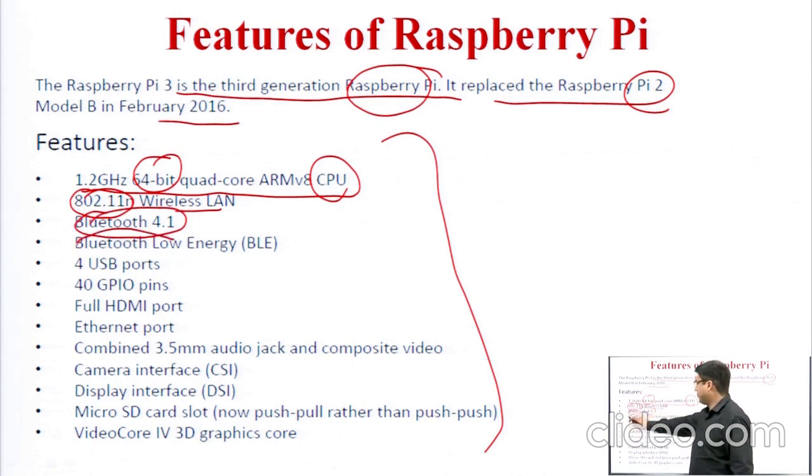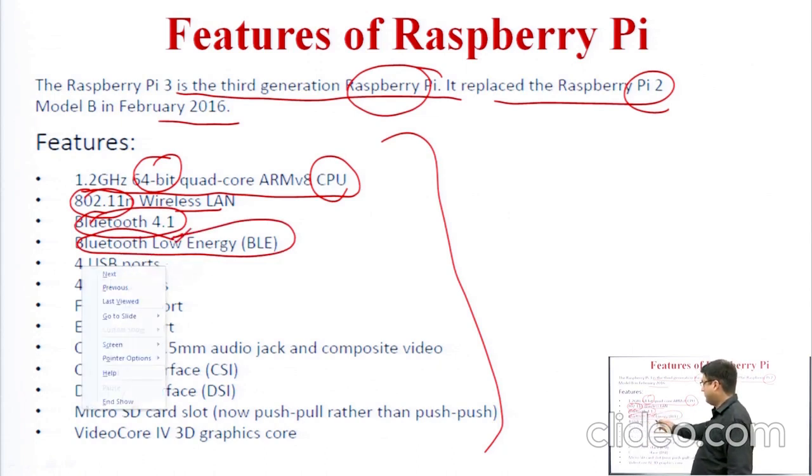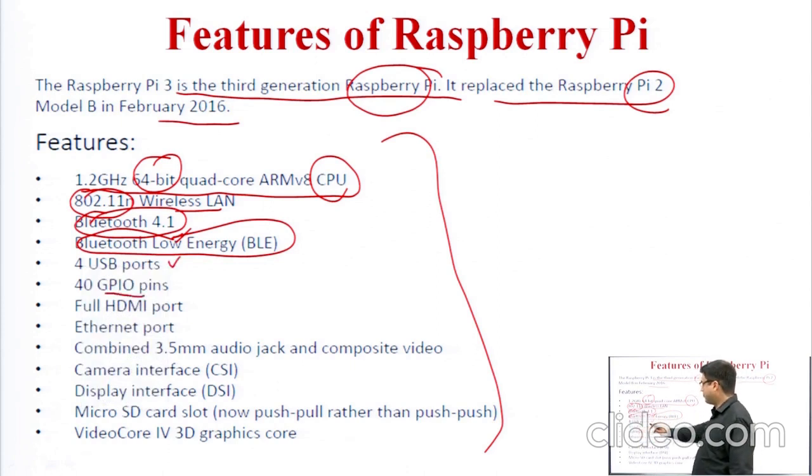It has a Bluetooth Low Energy concept as well, that is smart Bluetooth. It is able to send more data. It has 4 USB ports available. GPIO means general purpose input output pins, which are 40 in the case of Raspberry Pi. A full HDMI port is available, but it was not available in Arduino. It has an Ethernet port, but in Arduino there is no Ethernet port.